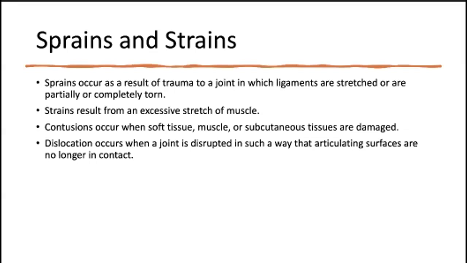Contusions are soft tissue, muscle, or subcutaneous tissue damage, frequently seen with sprains. Dislocation occurs when a joint is disrupted in such a way that the articulating surfaces are no longer in contact. Soft tissue injuries are common among children and are usually related to play or athletic activities. At organized sporting events, an athletic trainer or a healthcare provider may be present to treat any initial injuries.